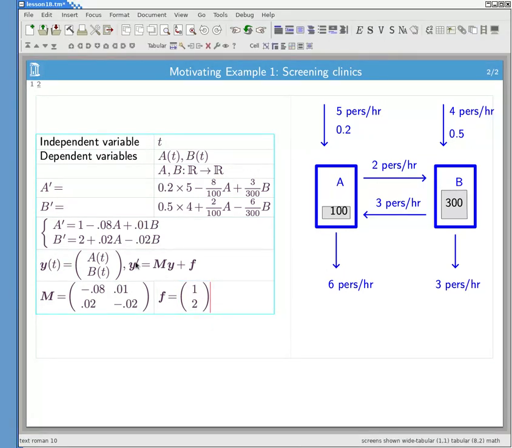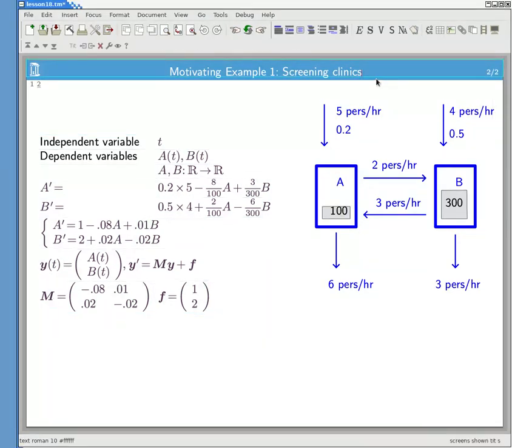Now recall from our perusal of linear algebra from the past few weeks that a matrix vector product is basically a linear combination of the columns of the matrix with coefficients which are given by the components of the vector. So we interpret this relation, y prime equals My plus f, as stating that we have the rate of change of y as being a linear combination of these columns of M. These are essentially, from the point of view of the system, transition probabilities for infected states.